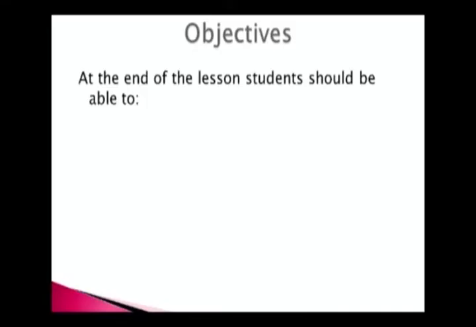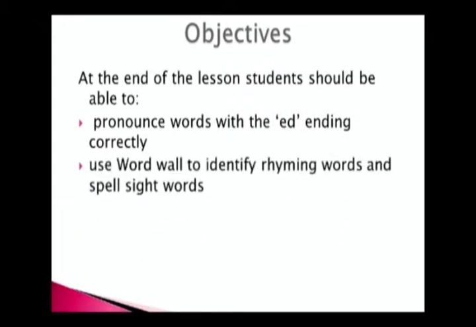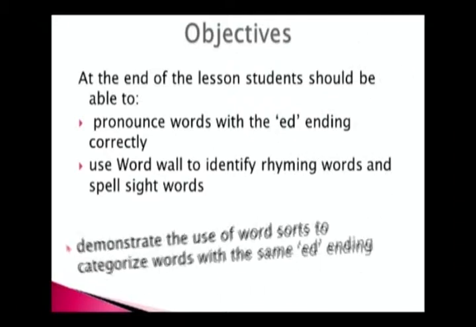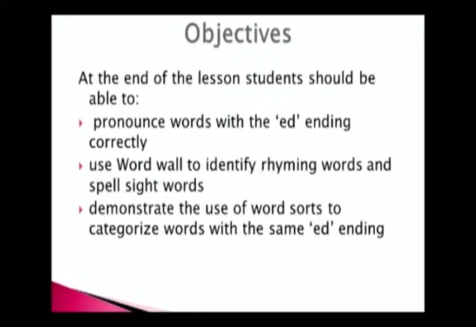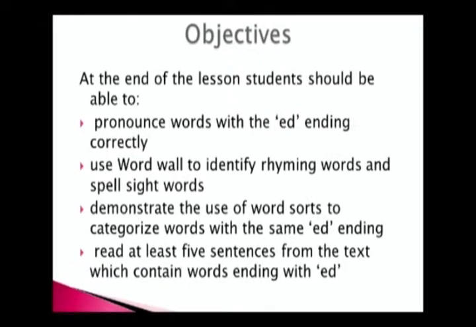Let us look at our objectives for today. At the end of the lesson, students should be able to: 1. Pronounce words with the ed ending correctly. 2. Use word wall to identify rhyming words and spell sight words. 3. Demonstrate the use of word sorts to categorize words with the same ed ending. And 4. Read at least 5 sentences from the text which contain words ending with ed.